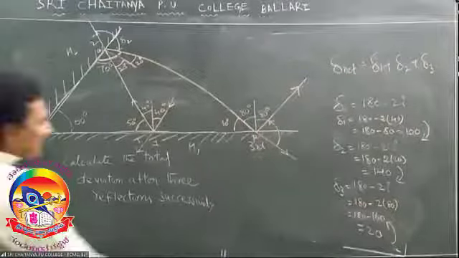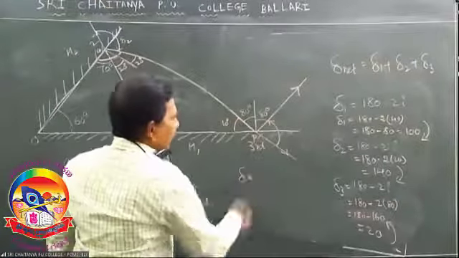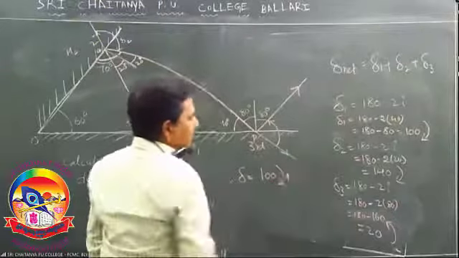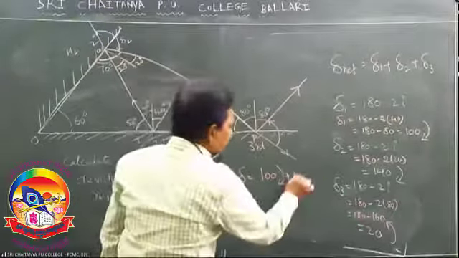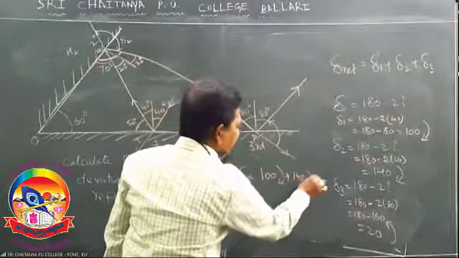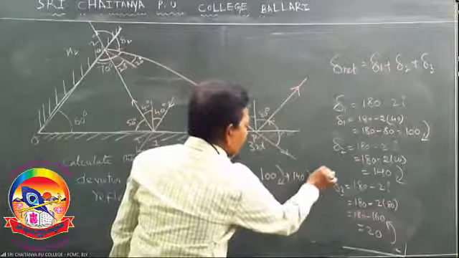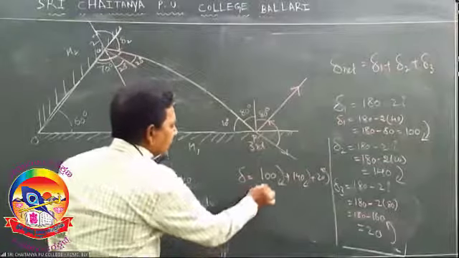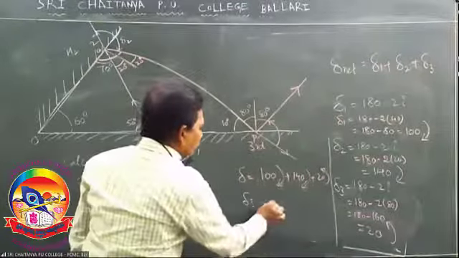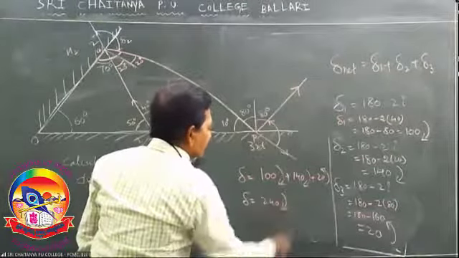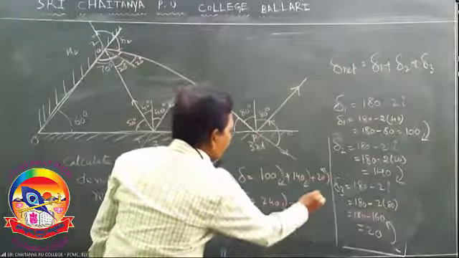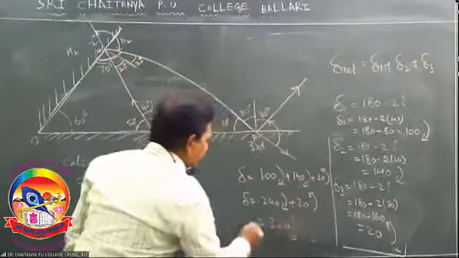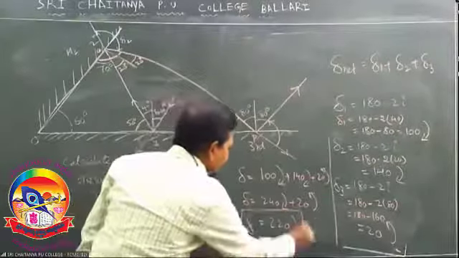So the net deviation is delta 1 plus delta 2 plus delta 3. Delta 1 is 100 clockwise, plus 140 clockwise, plus 20 anti-clockwise. 100 plus 140 is 240 clockwise, plus 20 anti-clockwise. That comes out to be 220 clockwise.